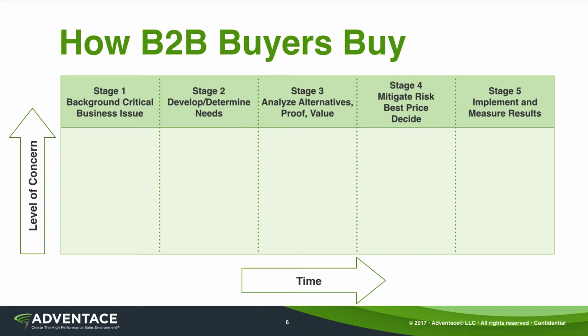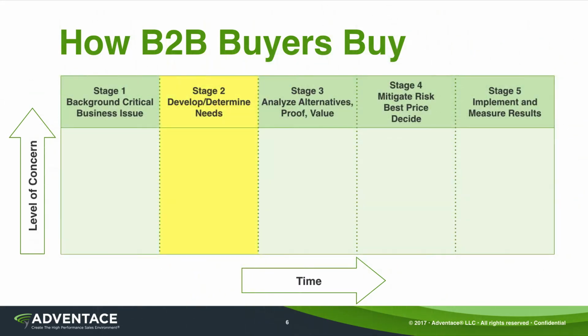So, here's a summary view of the model on how B2B buyers buy. Note that the y-axis defines the buyer's level of concern for things like the solution, value, and risk, while the x-axis represents the time for the buy cycle. Also note that buyers buy in 5 stages, where in the first stage, although the buyer recognizes they have an issue or a problem, at that point they don't work to resolve it. And there's a number of reasons why this occurs, but that'll need to be the subject of another webinar.